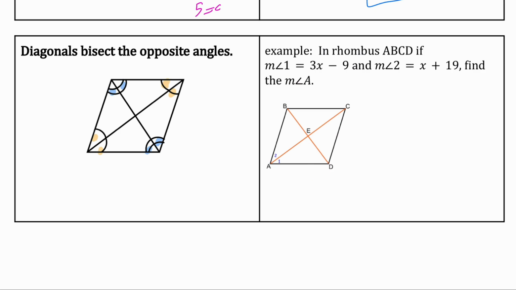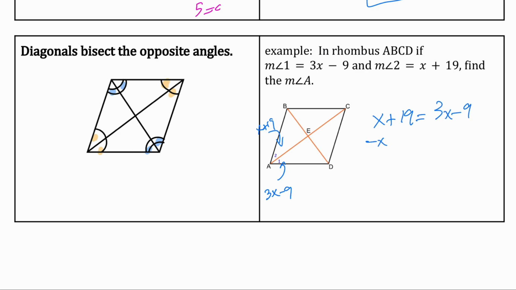So a quick example for us, it says in rhombus ABCD, the measure of angle 1 is 3x plus 9. That's this guy right here. 3x minus 9, excuse me. That's that guy right there. Angle 2 is x plus 19. And we want to find the measure of angle A. Now, if we notice, these two angles together form angle A. So what we have to do is find x first. Since we know the diagonals bisect the angles, they're cutting that angle in half. That means x plus 19 is equal to my 3x minus 9.